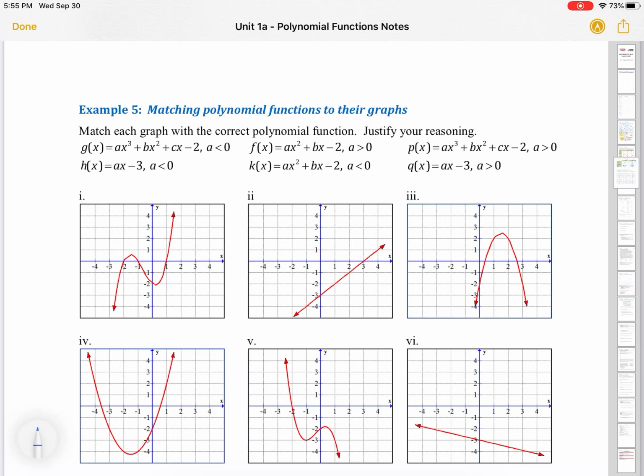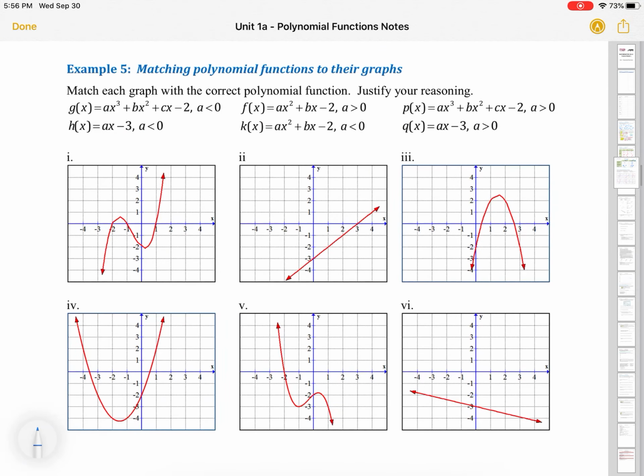So this is matching the polynomial functions to their graphs. So what I want you to do is, in a moment, pause your video, do your matching, and then we'll come back and we'll see if you got them right. Okay, so first one is I, and it is a cubic function. So it could be either G or P. So those are my two options. They both go through -2. Which one could it be? They're the same.